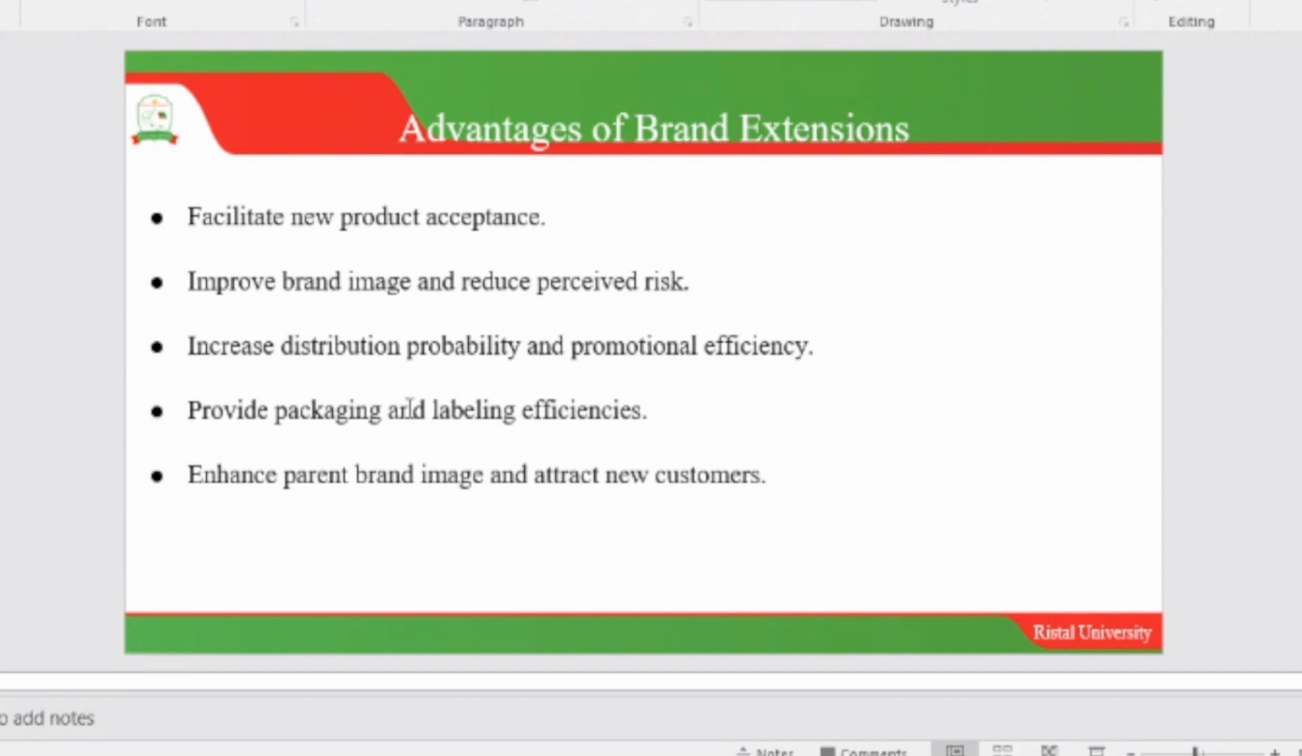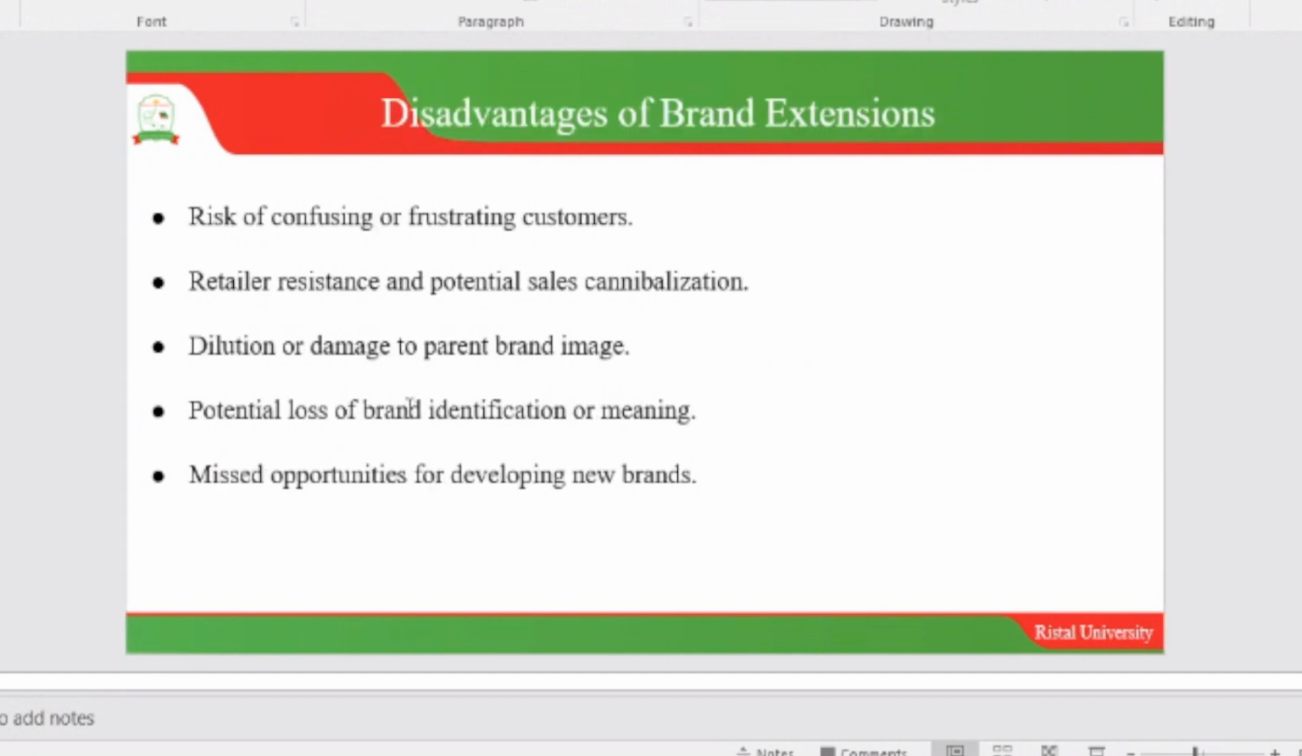So it also provides packaging and labeling efficiencies, enhances parent brand image and attracts new customers. As a result, when you do extensions, you might be tackling different tastes and preferences. Therefore, different customers are able to utilize your service. So, what are the disadvantages of brand extension?